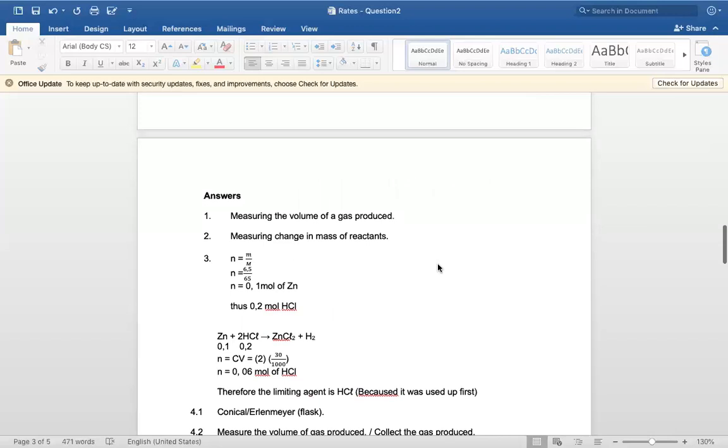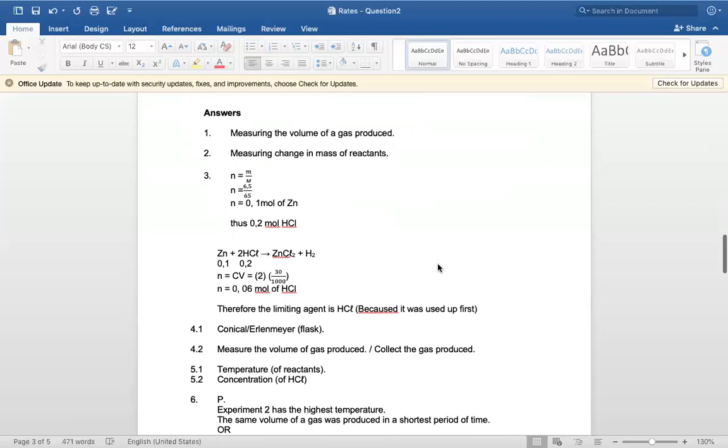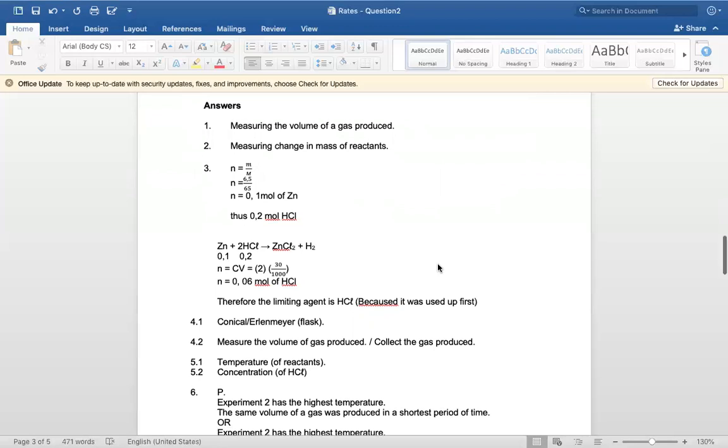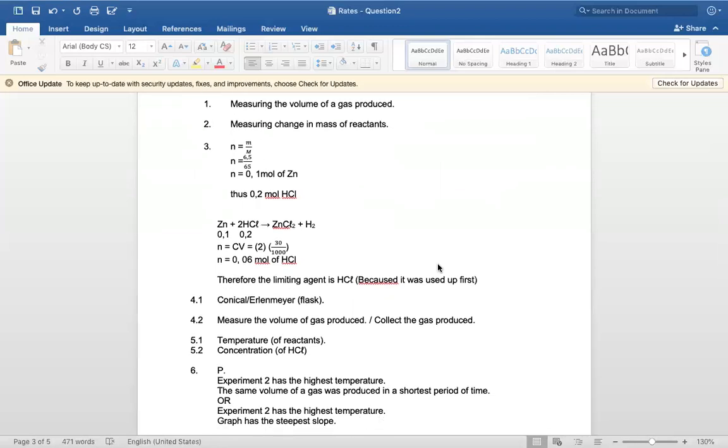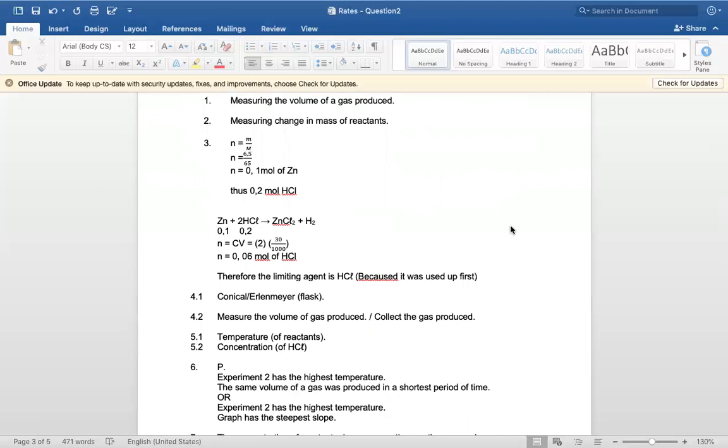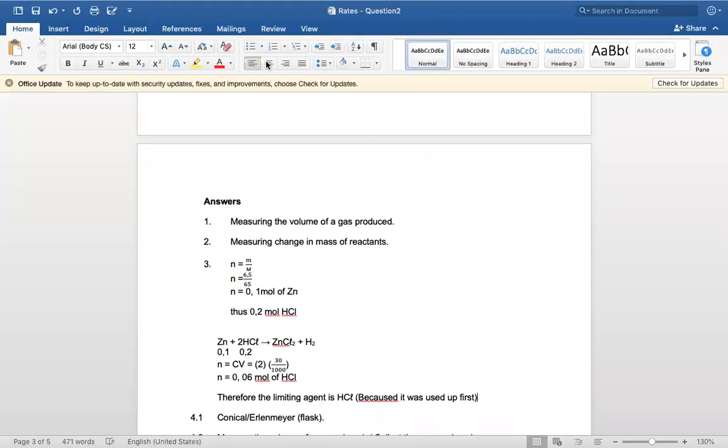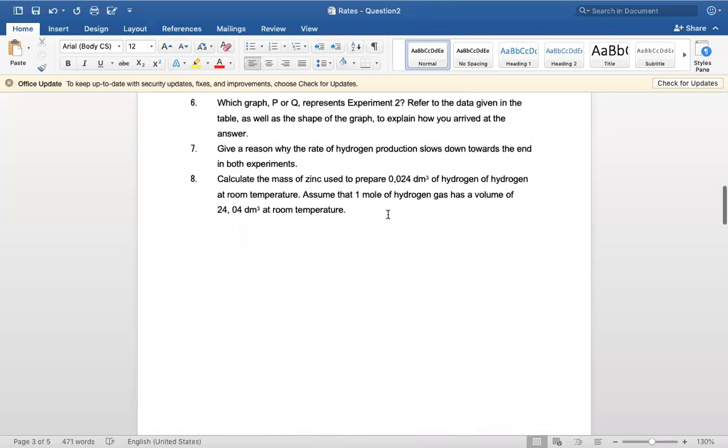So what will you say? Experiment 2 has a higher temperature, so the time for the reaction will be quicker. The same volume of gas was produced in a shorter period of time. The graph got flat earlier, meaning that there was no more reaction taking place. Or another way of saying it would be that experiment 2 has a higher temperature, so the graph has a steeper slope. I don't like the second answer. I prefer the first answer.